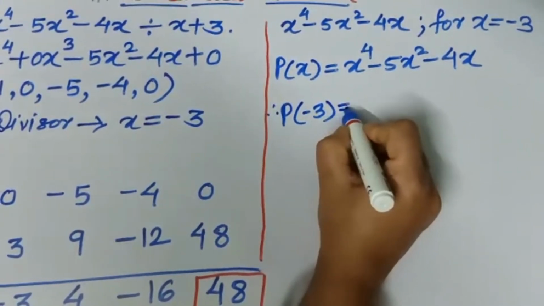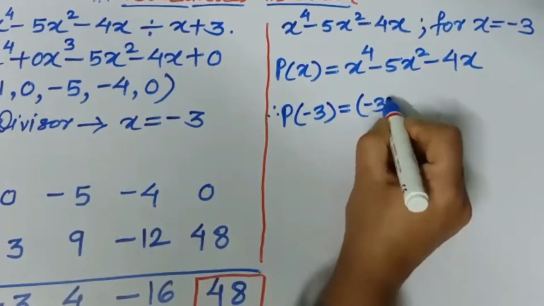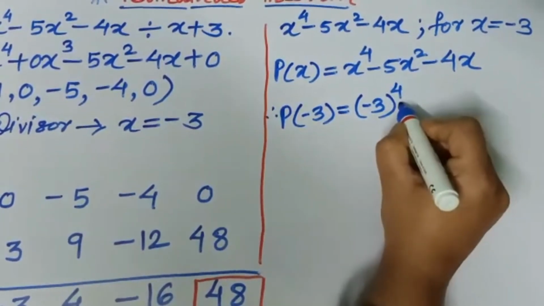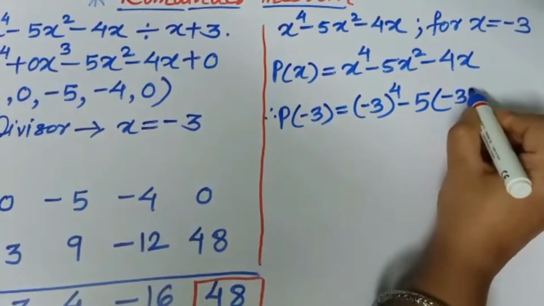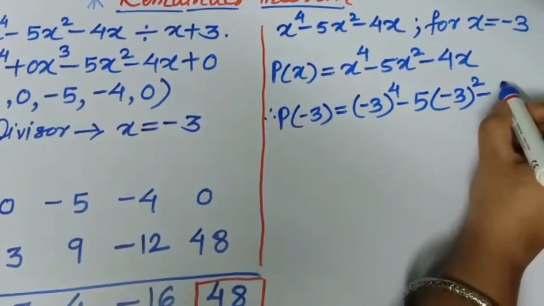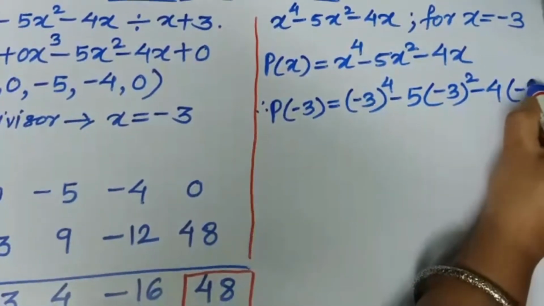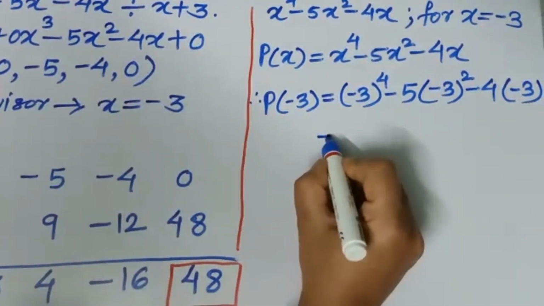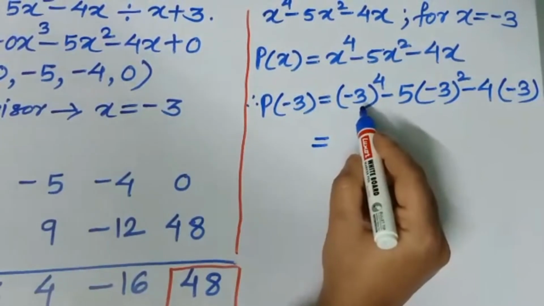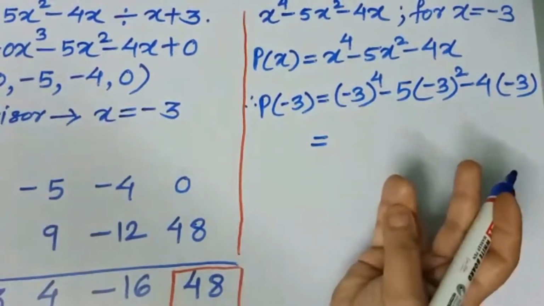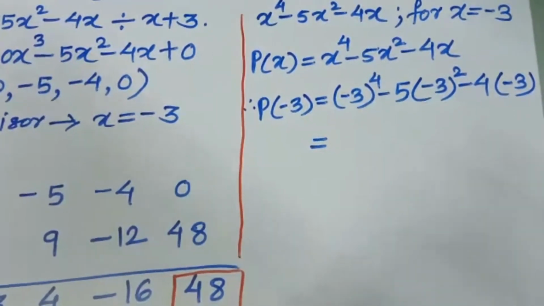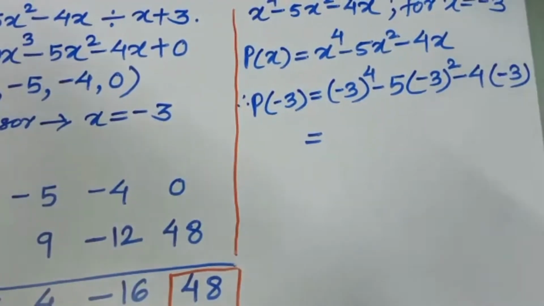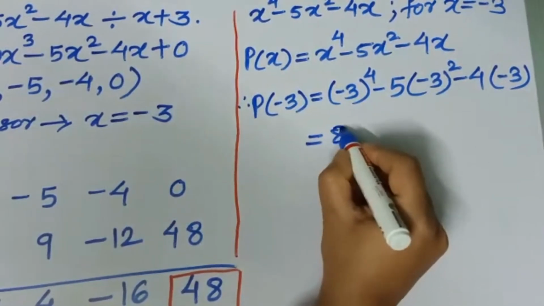P of minus 3 is equal to here minus 3 raised to 4 minus 5. Again here x is there, so again minus 3 raised to 2. Here minus 4 multiplied by minus 3. Now say it is equal to, what is the 4 times of this 3? 3 3s are 9, 9 3s are 27 and 27 3s are 81. So here write 81.